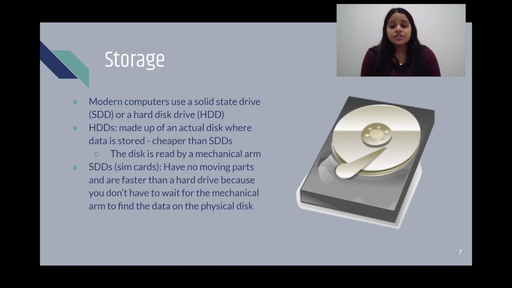Lastly, we have storage. Storage is necessary for all computers. Modern computers use a solid-state drive or a hard disk drive, depending on which suits the device better. Hard disk drives are made up of actual disks where the data is stored, and they're much cheaper than SSDs, but more complicated to use. The disk is read by a mechanical arm, which not only makes it cheaper but less valuable because this makes the device much slower and less efficient.